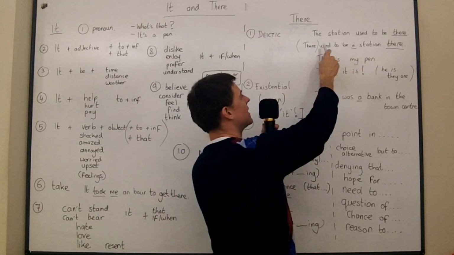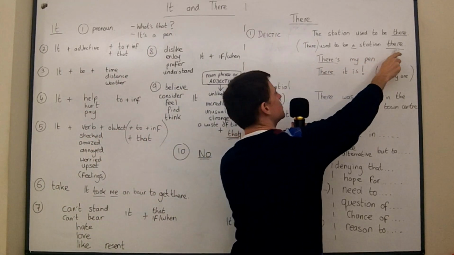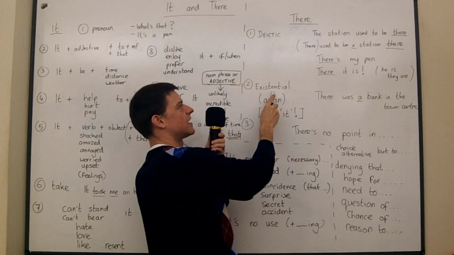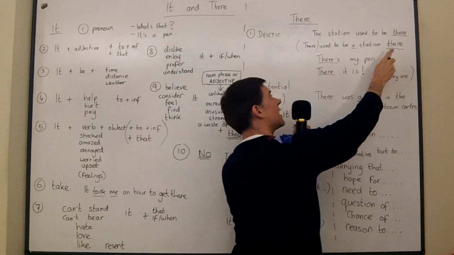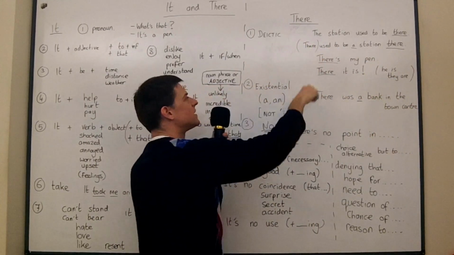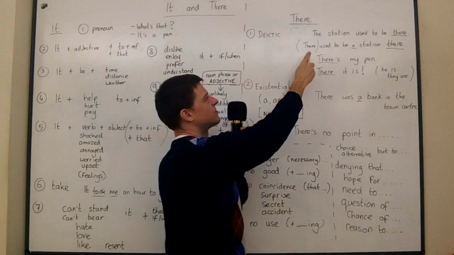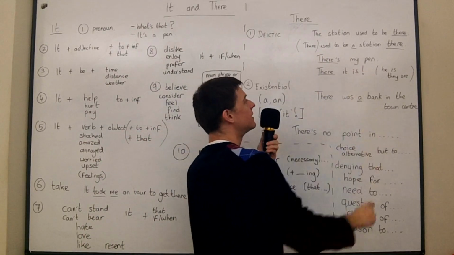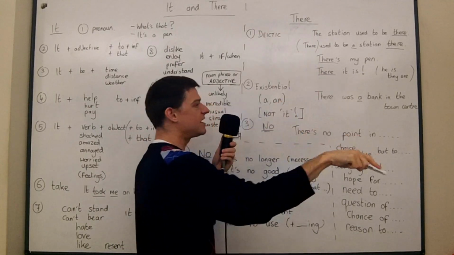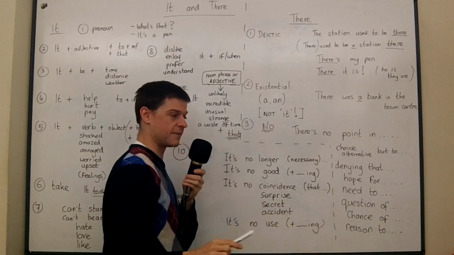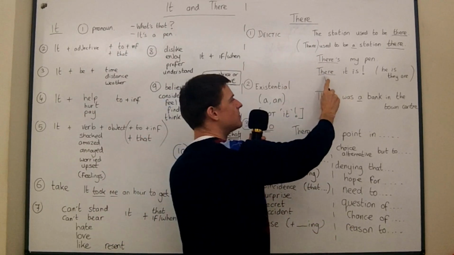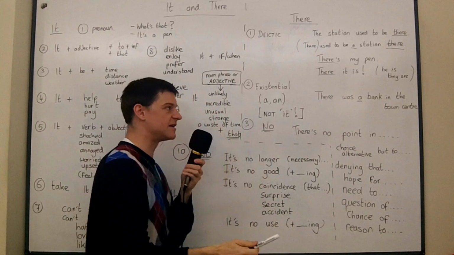Or we could also say "there used to be a station there". Now, I hope you can see that this "there" is actually existential, and that "there" is actually deictic. Here you mean "over there", and here you're introducing something into existence, which is why we use an "a". And these would be 2 more examples. "There's my pen." If I say, "there's my pen", and pick it up, that's a deictic use of "there". And we would also say "there it is".